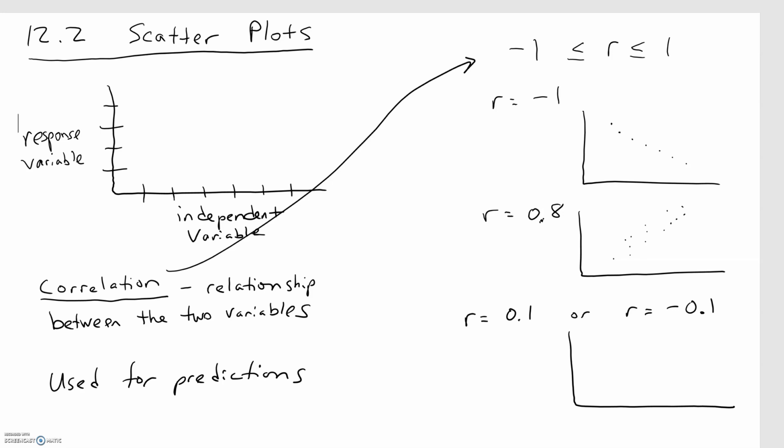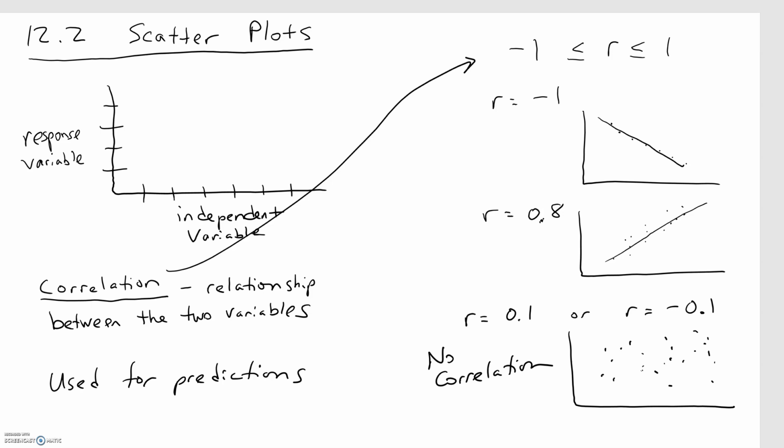And R equal to 0.1 or negative 0.1, this is where we would say there is no correlation. 0 would be no correlation, but this would be close to it. And that would be the dots are neither seeming to go in a negative direction, nor do they seem to be moving in a positive direction. They just seem all over the place.